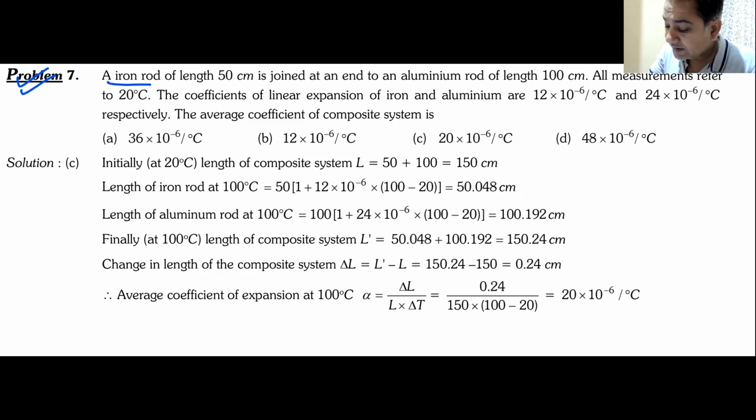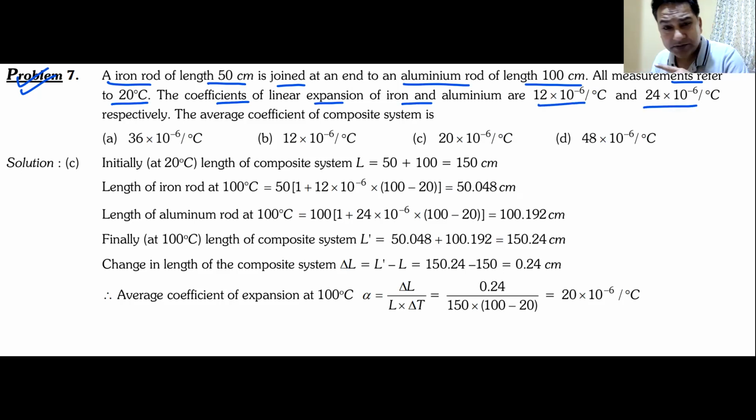An iron rod whose length is 50 centimeters is joined at an end to an aluminium rod whose length is 100 centimeters. Now, instead of giving you the lengths, they could have said one has a length L1, the other one has a length L2. Same thing. L1 and L2 becomes easier because we get the answer in terms of alphabets. All measurements refer to 20 degrees Celsius, so that is your T1 or T, whatever you call it. The coefficients of linear expansion of iron and aluminium are this and this. As you can see, aluminium has more expansion. That means it will expand more.